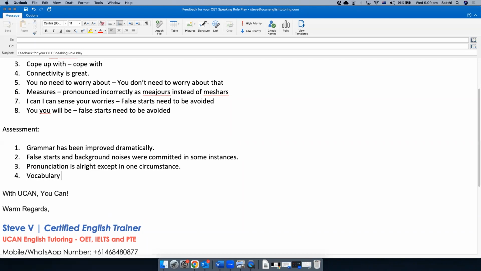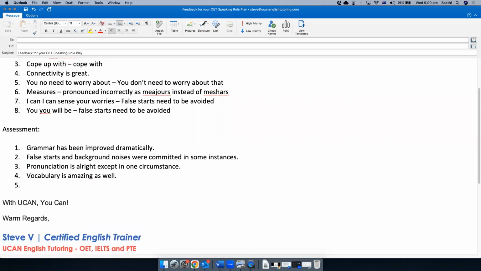Vocabulary is amazing as well. I'm quite happy with the vocabulary. You were able to use more formal vocabularies. You were able to use reassuring phrases and things like that, which is really good. Use of a range of sentence structures is awesome. Yeah, I'm so happy with this one as well.